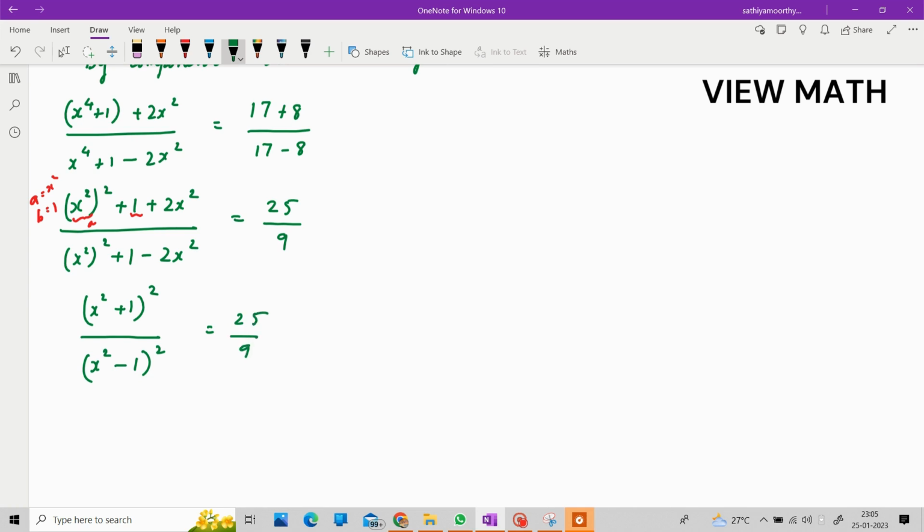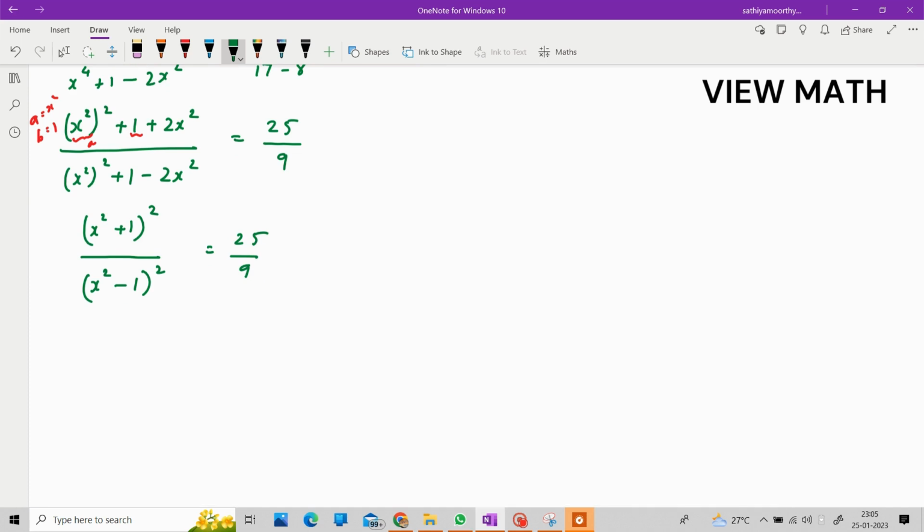So I can remove the squares on both the sides. Taking square root on both sides, the square root and the square get cancelled. I get (x^2 + 1)/(x^2 - 1) equal to 5/3, since the square root of 25 is 5 and the square root of 9 is 3. Now I'm going to apply componendo and dividendo property.